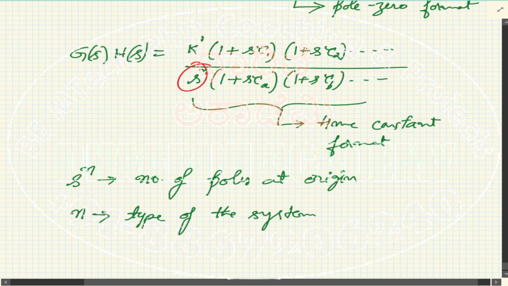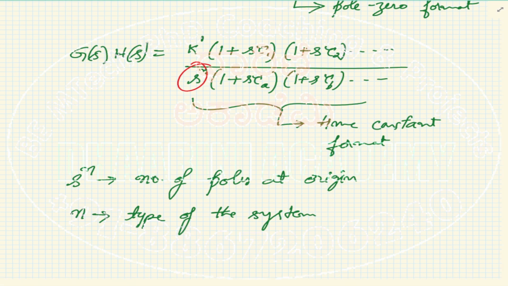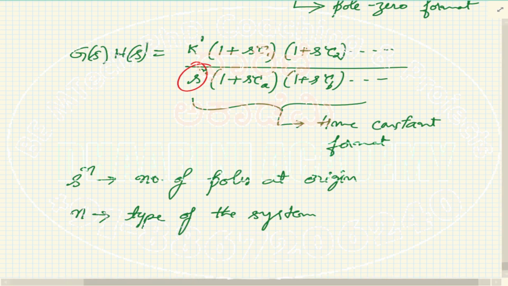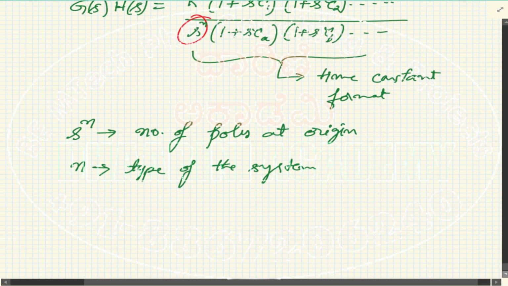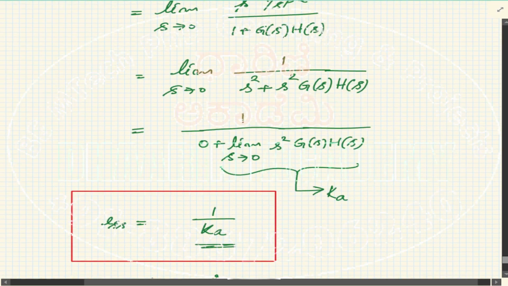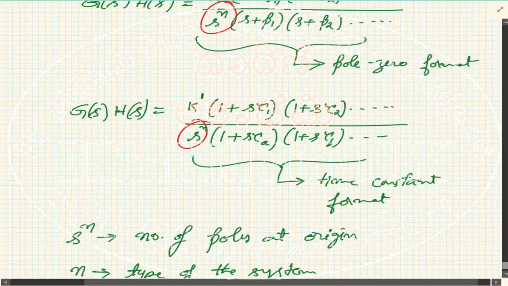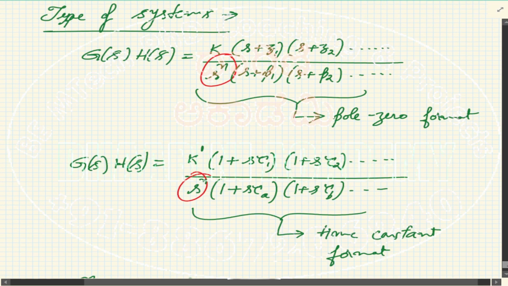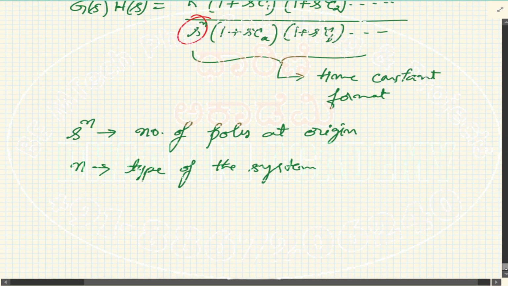So what exactly does type of system represent? The number of poles at origin for a given system, right? So if the system has two poles at origin, the type is 2, right? But order is not necessarily 2. Order could be different. Okay, all right. So now we are looking at the type of system, which represents the number of poles at the origin for the given system in terms of G into H.